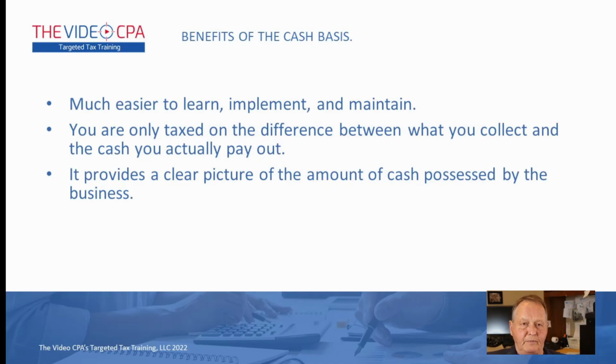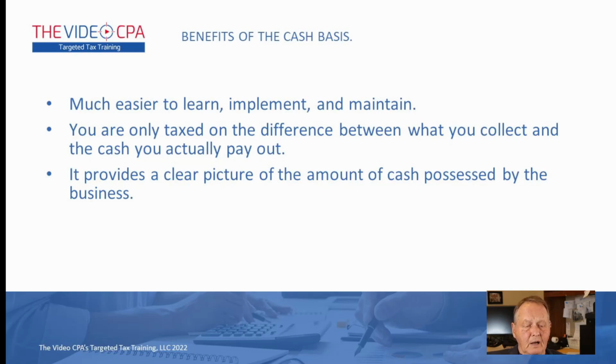Benefits of the cash method. Easier to learn, implement, and maintain. You recognize the cash when you receive it. You recognize deductions when you pay it out. You're only taxed on the difference between what you collect and the cash you actually pay out. So your income is the difference between what you've collected in cash and what you've paid out, and that's what you pay tax on. With the accrual method, which we'll talk about in the next video, you'll notice that is not necessarily the case.